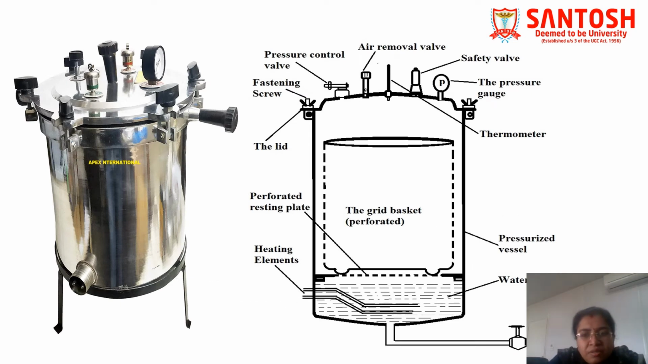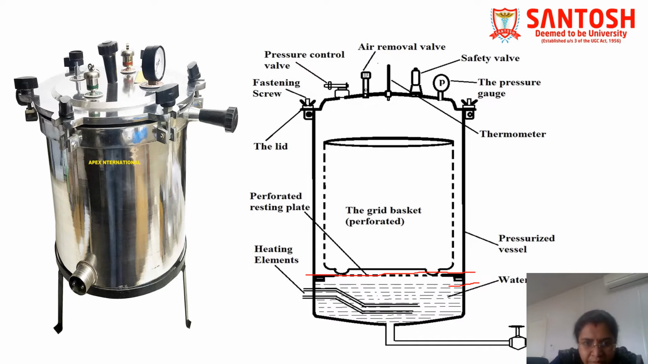So this is a diagrammatic representation of an autoclave, and here this is a picture of the autoclave in the laboratory. So we can see it is a closed container, it is quite big, and it is a closed container. And what is inside it? Inside it, at the bottom, there is a resting plate. Here you can see this is a resting plate, and below it we add water. There is a level of water, or till that level the water is added.